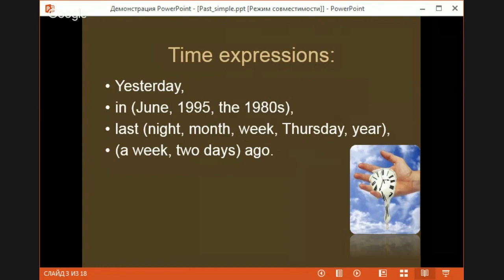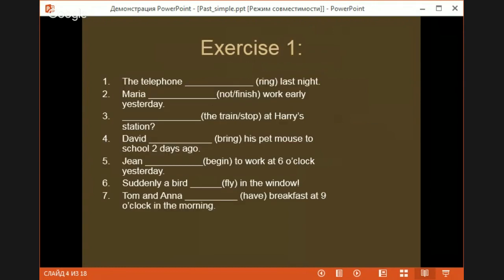Usually, as I said, different time expressions help you to answer the question when, such as yesterday, in June, in 1995, in the 80s, also last night, last month or week, last year. Please remember that in the English language, we don't say in last month or in last year. We only say last night, last month, last week. A week ago, 2 days ago. Those are the typical markers of past simple.